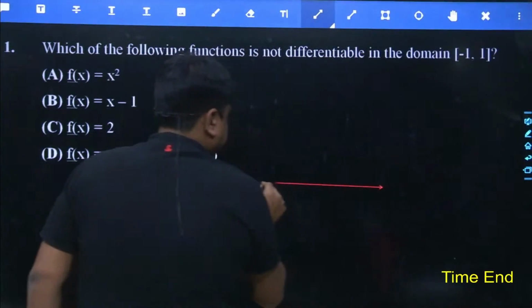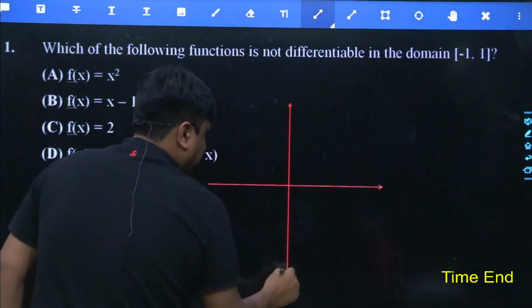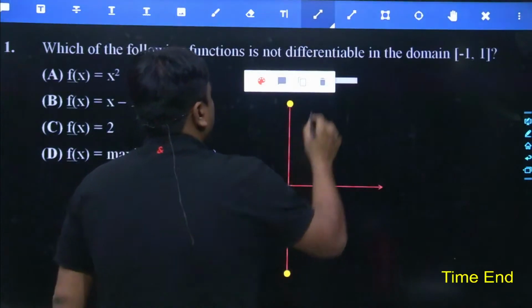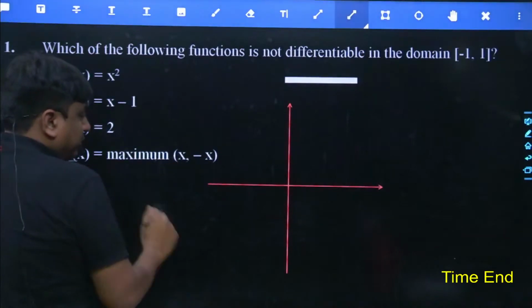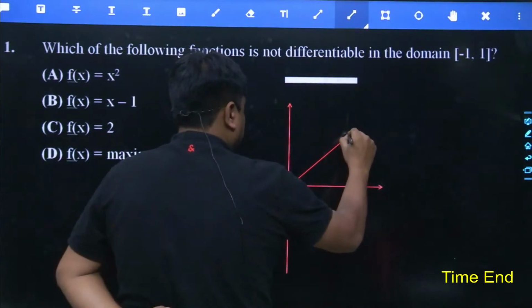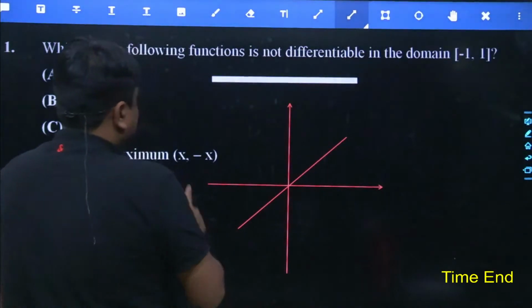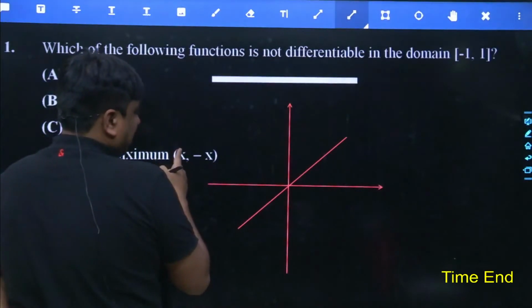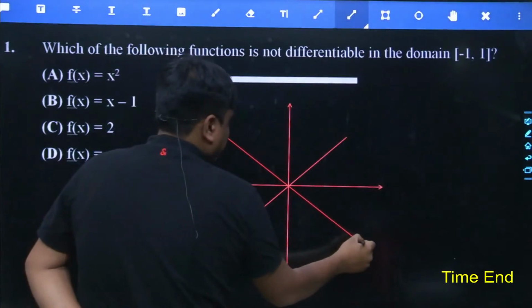Let me take this as the x-axis and this as the y-axis. Let me draw the x curve first. The x is going to be a straight line with the slope of unity. And similarly, minus of x is again a straight line with the slope of -1. So let me draw this once again.